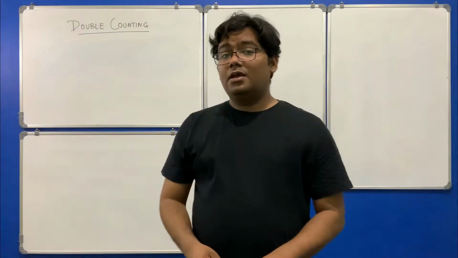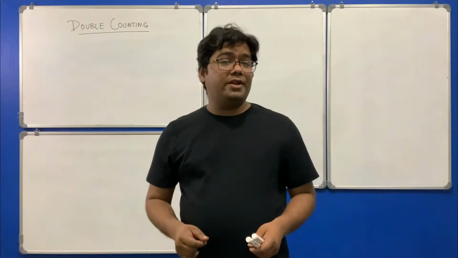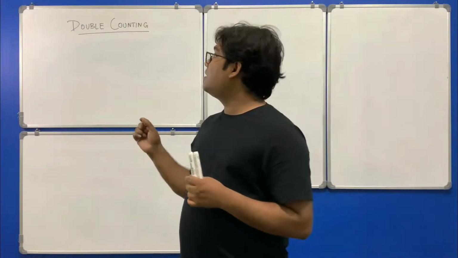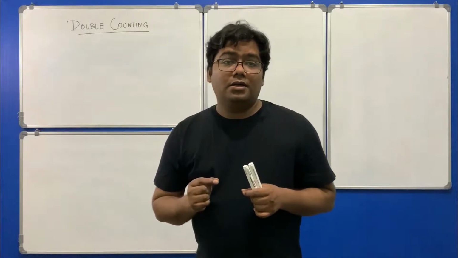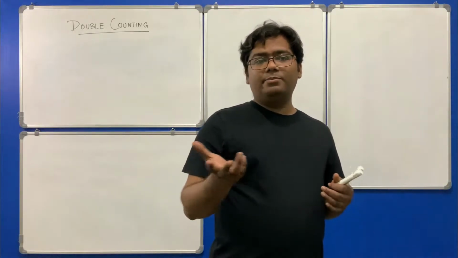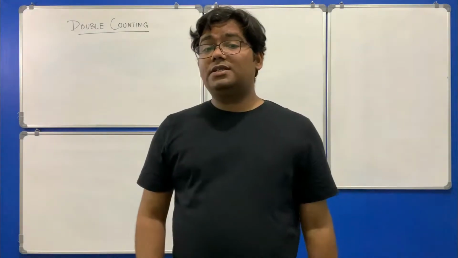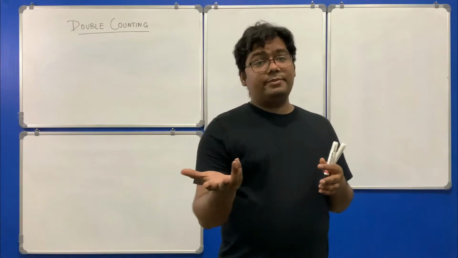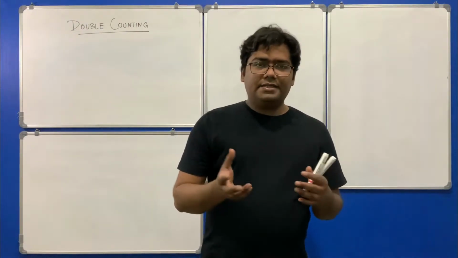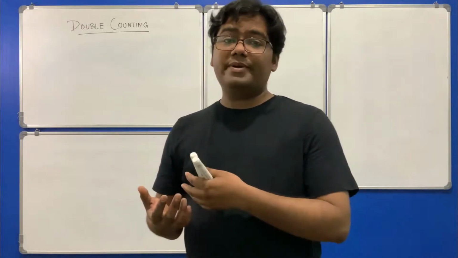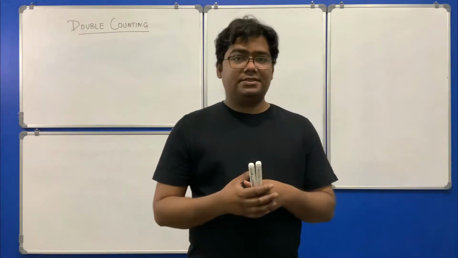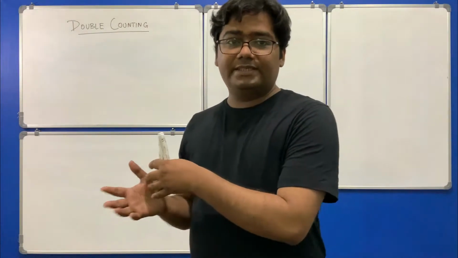Hello everyone. Today we are going to look at a very important concept of combinatorics, and that is double counting. The idea of double counting is very simple. Suppose you have any problem where you have to count the total number of arrangements or selections of certain objects, right? That's how a combinatorics problem is. You have to count maybe the arrangements or the selections of some objects.